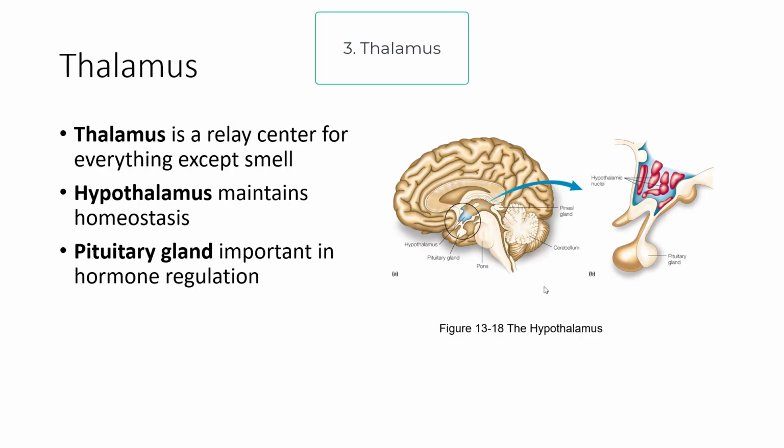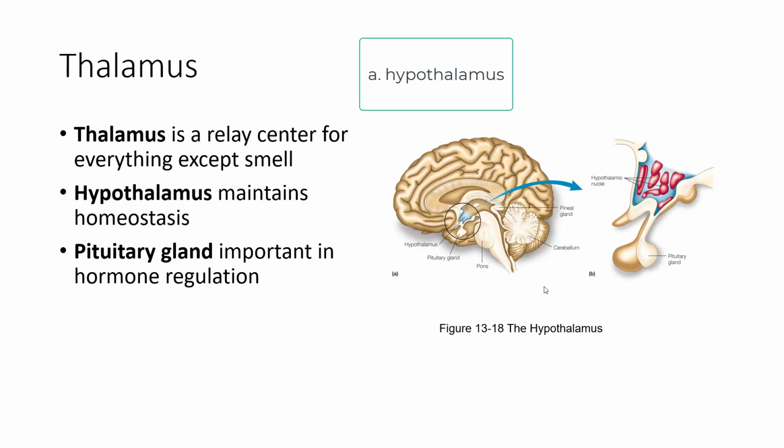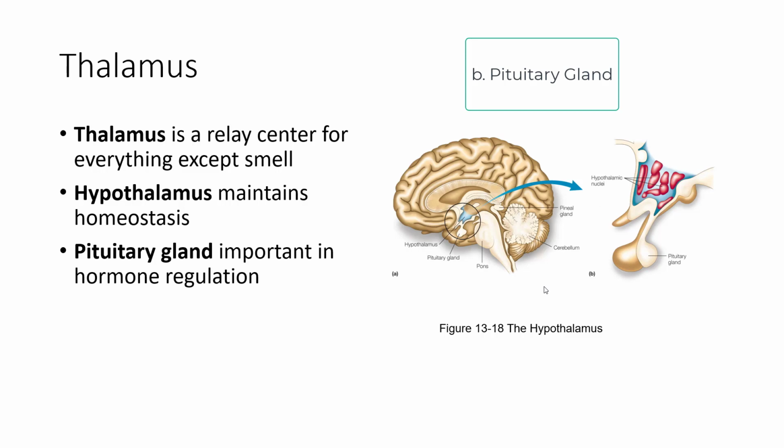The thalamus is a relay center for everything except smell. Remember that the olfactory nerve goes directly to the brain. And then we have the hypothalamus, which maintains homeostasis. Too warm, too cold, use your hypothalamus. The pituitary gland is important in hormone regulation, and it is important for it to be below the hypothalamus because there are roles of the pituitary gland in homeostasis as well.